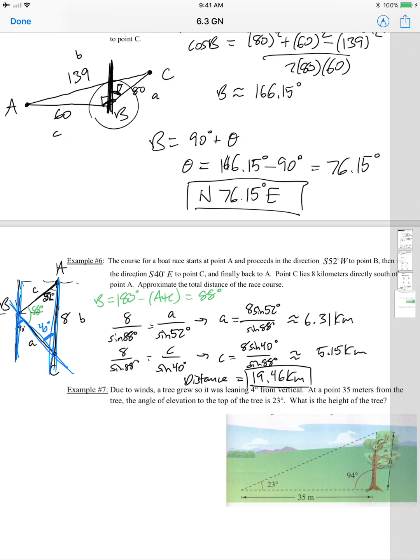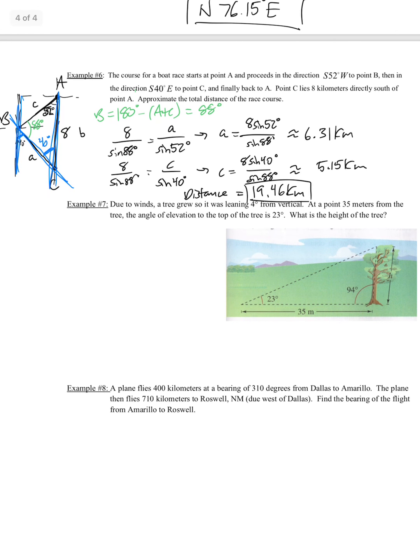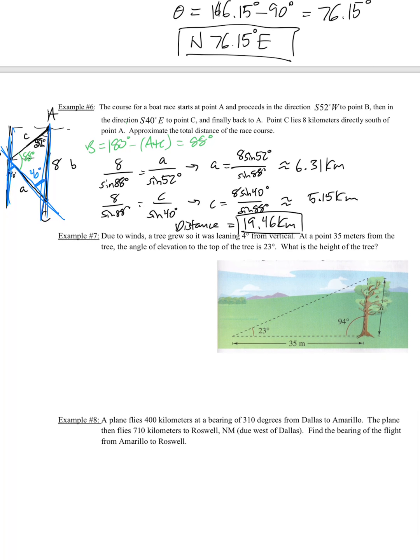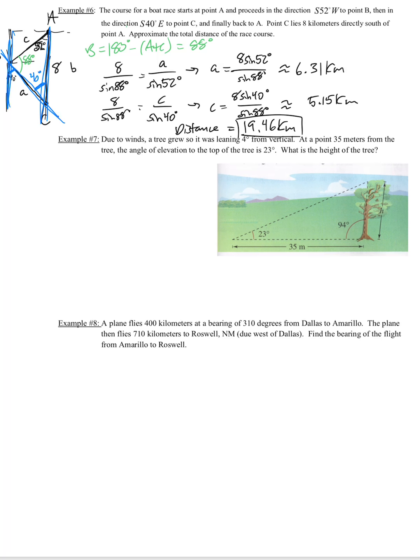So I do think that was interesting. Just from like 2 angles, I was able to figure out the distance of this race course. It's fascinating to me. But I'm sure you disagree. Hopefully I'm starting to change some of your minds. Let's look at example 7.